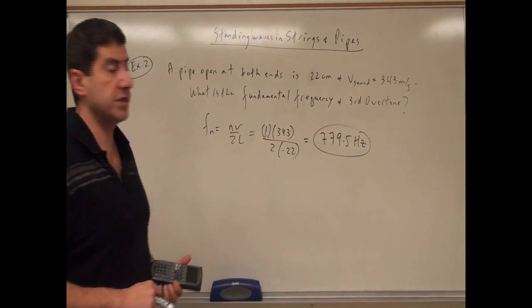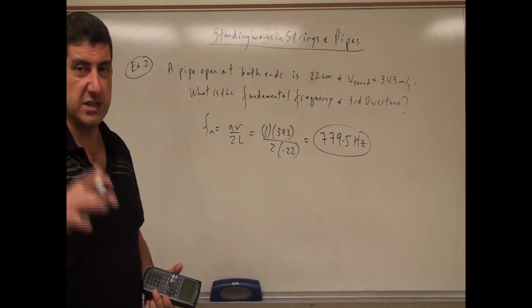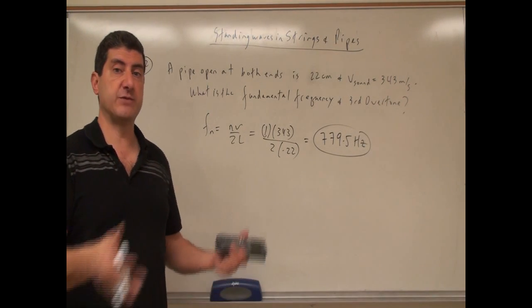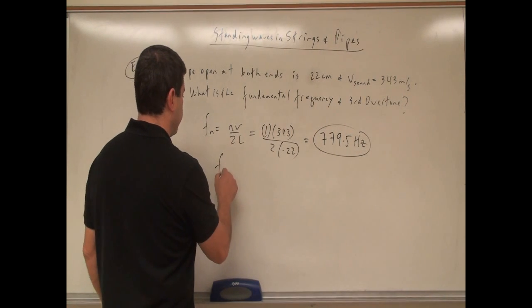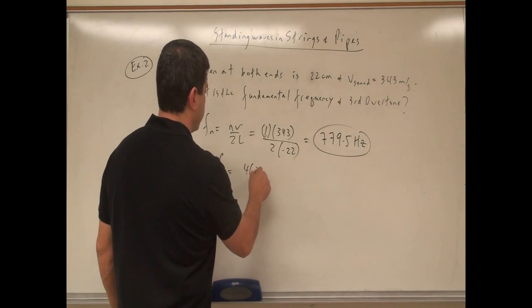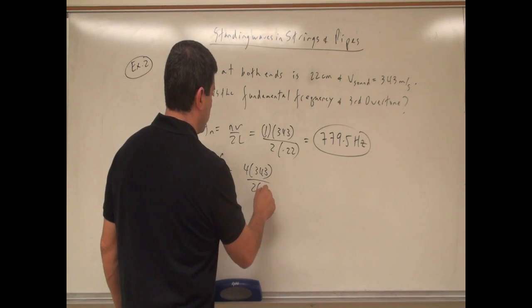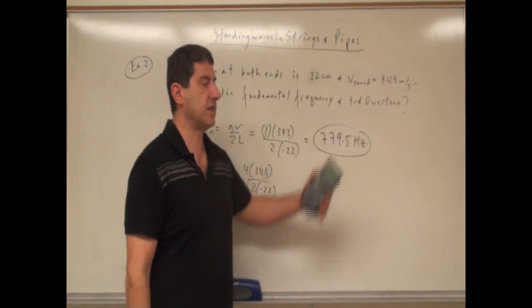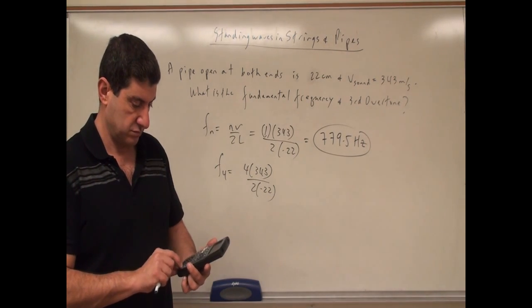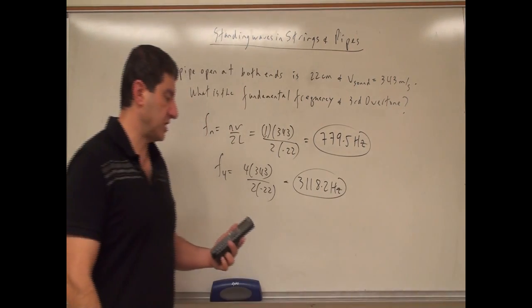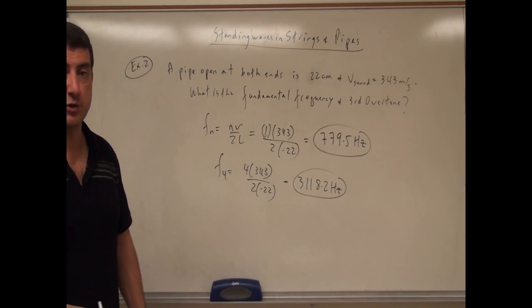Okay, so now let's calculate the third overtone. Since the ends work the same as for the strings, we're going to use n equal to 4 for this one also. So f4 is 4 times 343 over 2 times 0.22. It's essentially like taking this frequency and multiplying it by 4. That gives 3118.2 hertz, and that's a very high frequency.